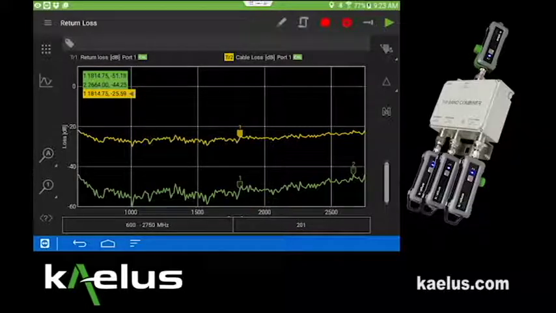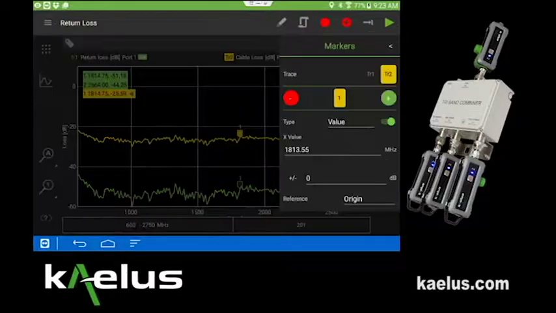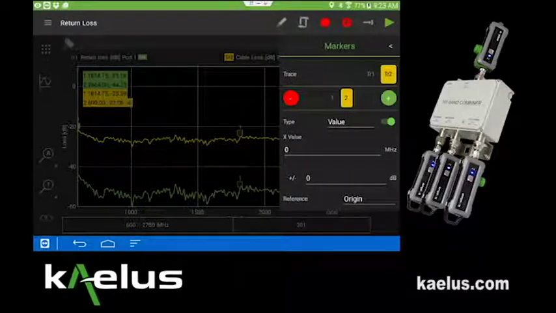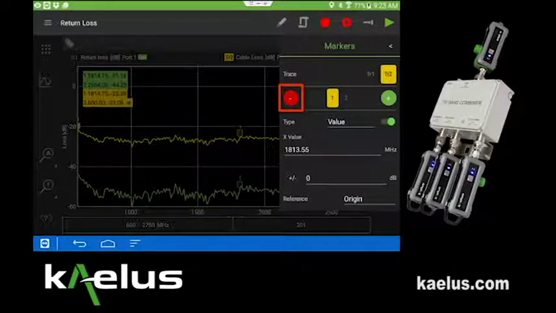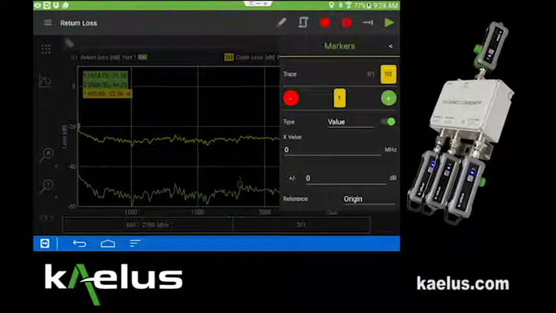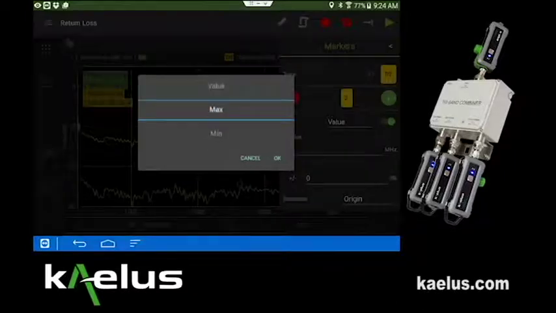divided by 2. We can add a second marker to trace 2 by the same means that we used, pressing the plus sign for marker 1. If we wish to remove a marker, we can press its number and hit the minus icon to remove that marker. In this particular case, again, we want to add a second marker, and because it is a cable loss, we're going to choose the minimum and hit OK.